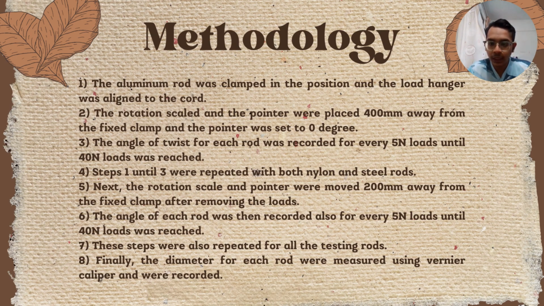Next, the rotation scale and pointer were moved 200 millimeter away from the fixed clamp after removing the loads. The angle of each rod was then recorded also for every 5 Newton loads until 4 Newton loads was reached. These steps were also repeated for all the testing rods. Finally, the diameter for each rod was measured using vernier caliper and recorded.